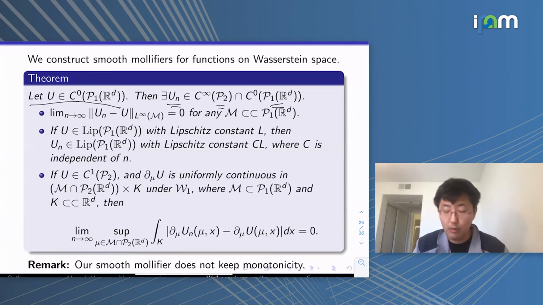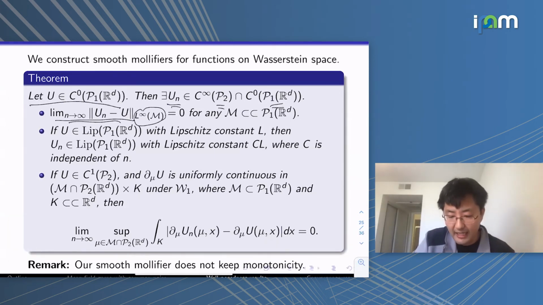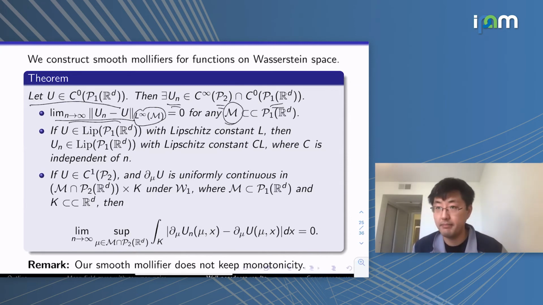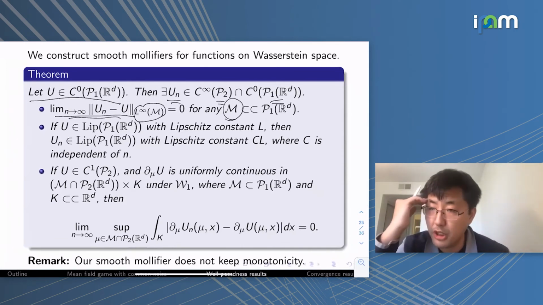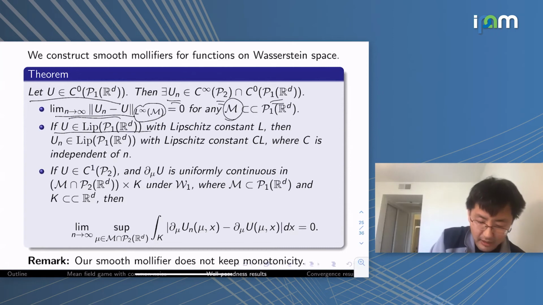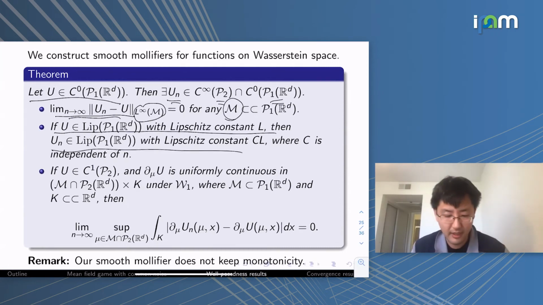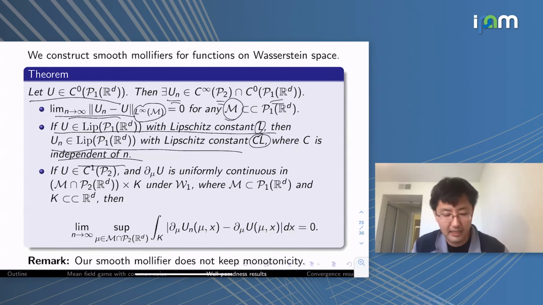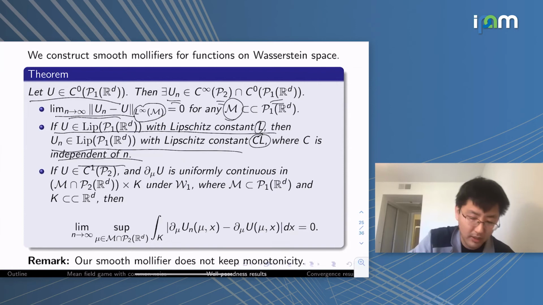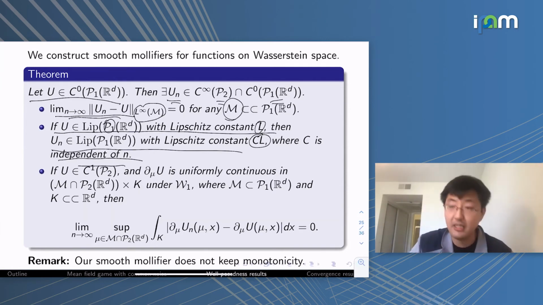Then our construction guarantees that Un goes to U uniformly for any compact set in P1. And the crucial thing for us is keeping the Lipschitz constant. So this is the result for keeping the Lipschitz constant: if U is Lipschitz with respect to W1 with constant L, we can show that Un is Lipschitz with constant CL, with C independent of n. And here I also want to tell you the reason why we do not use W2: for P2, this result is not true.